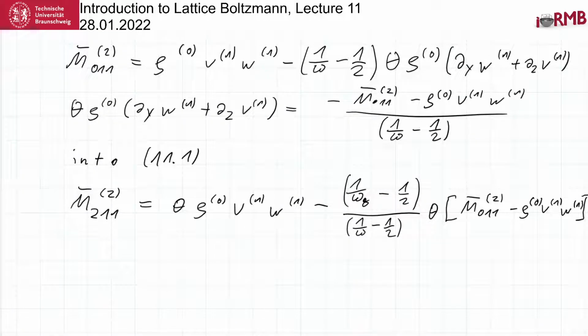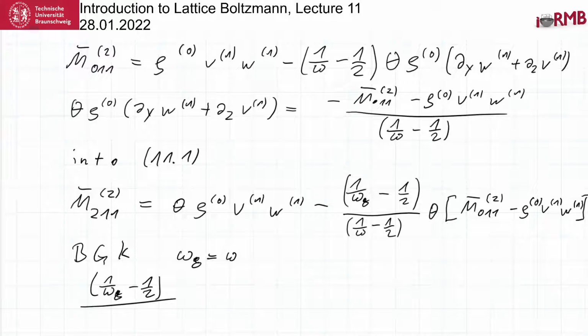So this would be the case for BGK and MRT. But now comes the difference between the BGK and the MRT. In BGK, omega g is equal to omega, which means in BGK that 1 over omega g minus 1/2 divided by 1 over omega minus 1/2 would be 1. Yeah, and I showed this is the prefactor here.